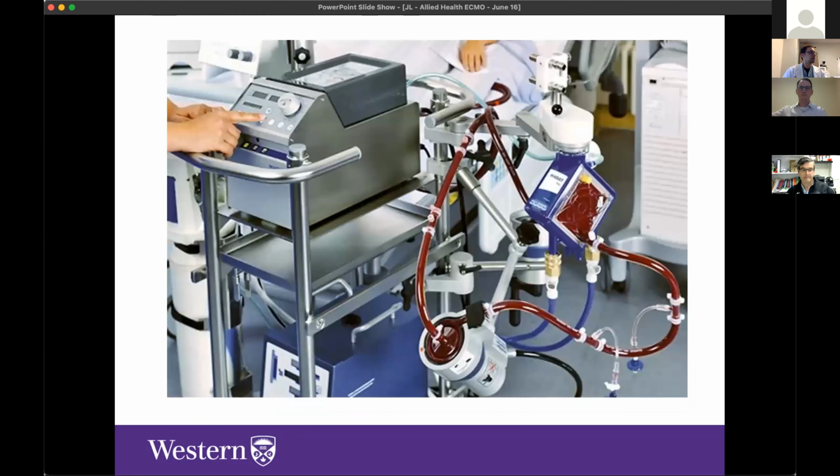And what that ultimately ends up looking like, as many of us have seen at the bedside, is a large cart with multiple different machines. But ultimately down here in this little drum area is where the pump is. And then this diamond-shaped membrane lung is where the gas exchange is happening in the blood interface.